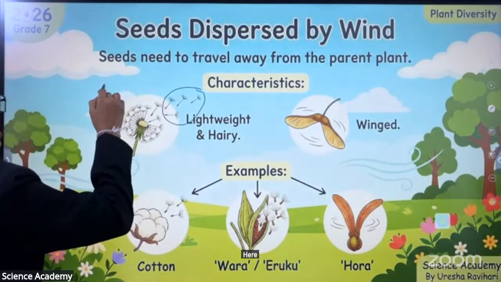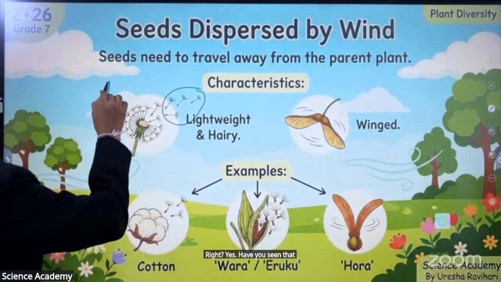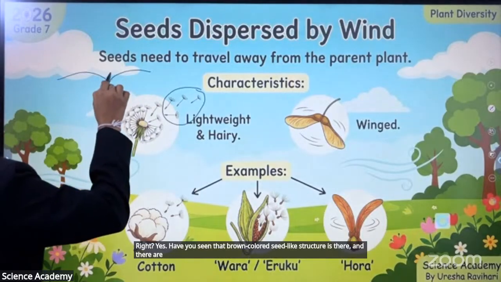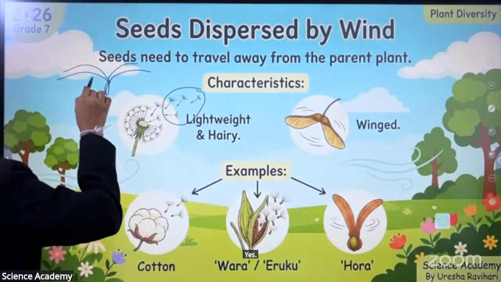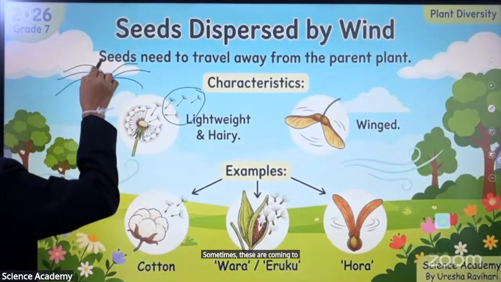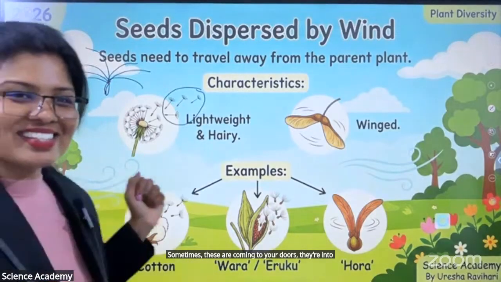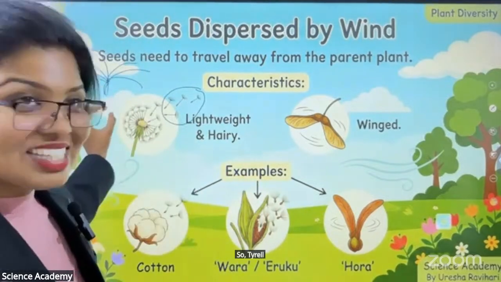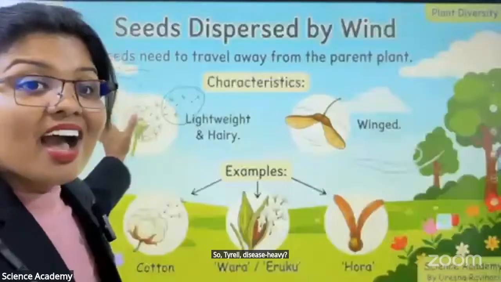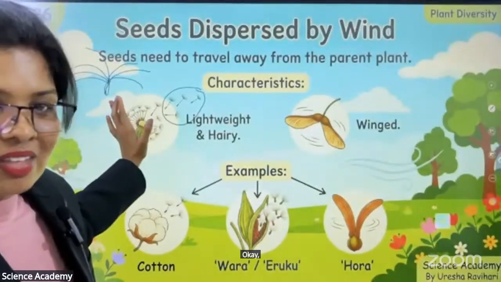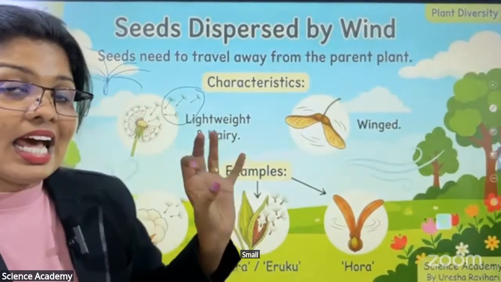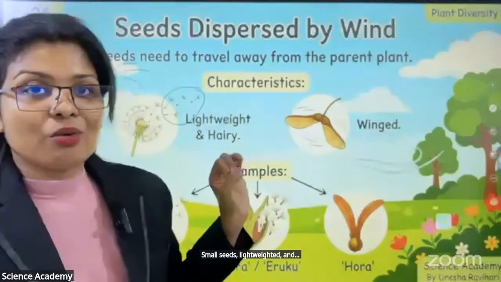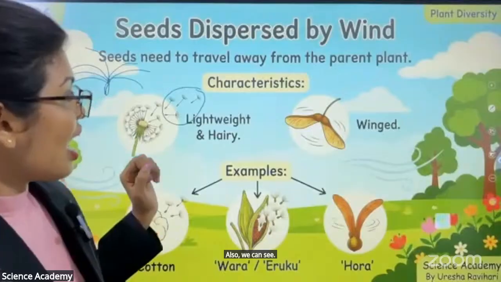Right? Yes. Have you seen that a brown colored seed-like structure is there, and there are white colored hairs? Yes, miss. Sometimes these come to your doorstep, into your room. So children, this is having hairs. Small seeds, light weighted, and the presence of hairs we can also see.